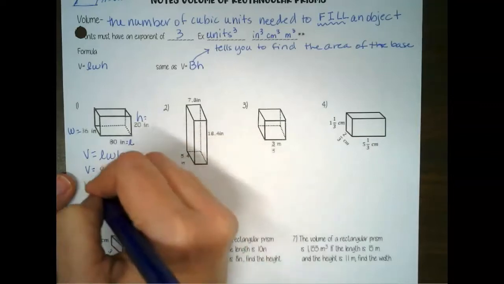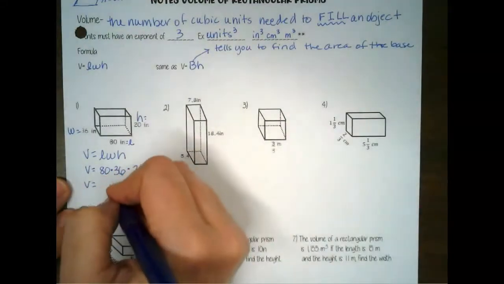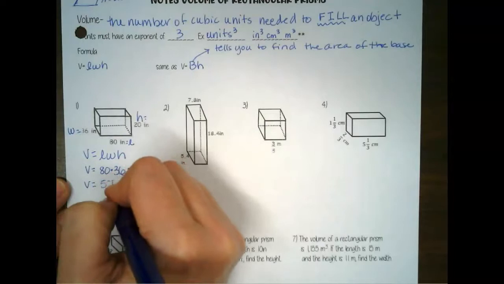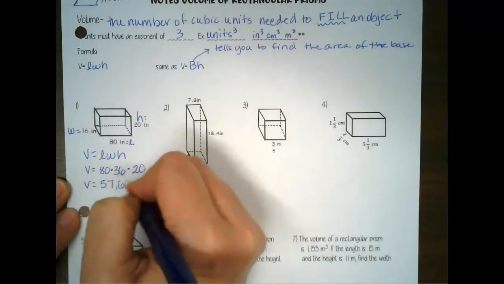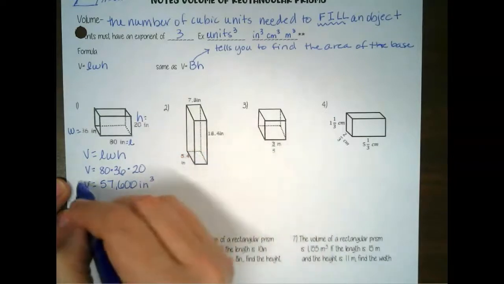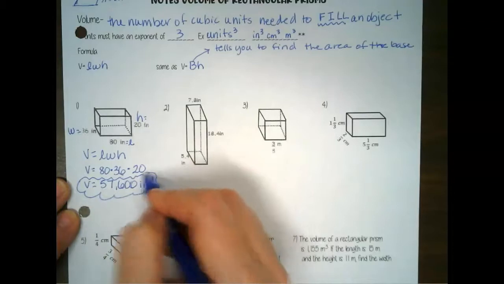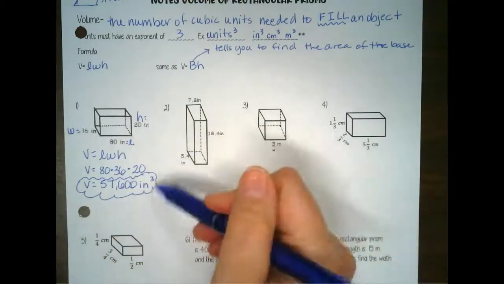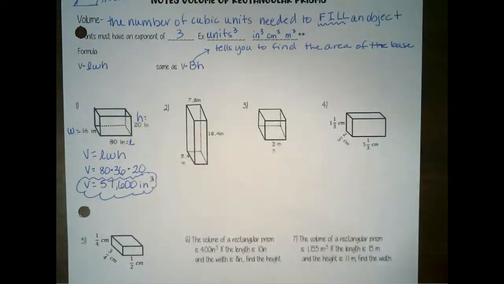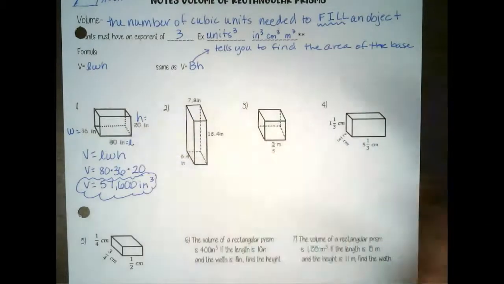Thank goodness we're letting you use calculators because this number is big. Once you type that in, you get 57,600, and my label is cubed. So it would take 57,600 little cubes that are 1 inch by 1 inch by 1 inch to fill this figure. And remember, it's not drawn to scale, but that's a lot of cubes. All right, so that's practicing with whole numbers.